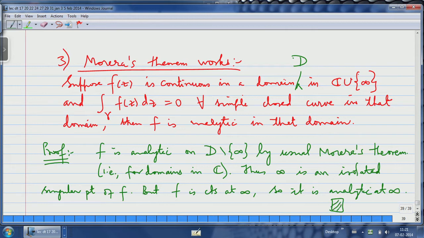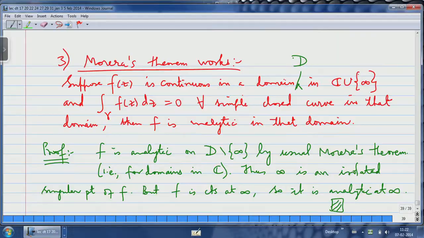And what you see is that one is just being very clever. When I say infinity is an isolated singular point, and then when I say f is continuous at infinity, that means I am actually saying that infinity is a removable singularity. And infinity being a removable singularity was a clever way in which we defined f to be analytic at infinity. The inspiration was taken from Riemann's removable singularity theorem. Because the straightforward way of saying that the function is analytic at a point, if it is differentiable at that point and also in a neighborhood of the point, will not work for the point at infinity, because you cannot define the derivative at the point at infinity. That is the problem. Okay, fine.